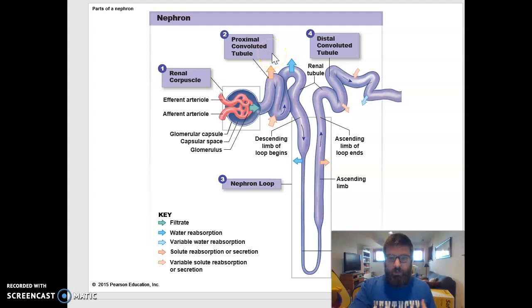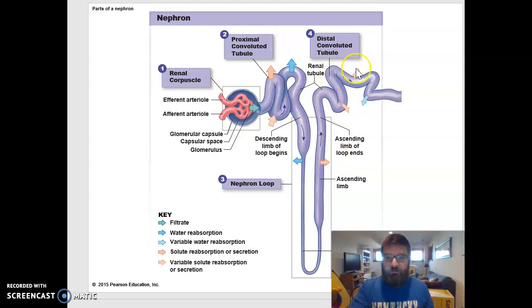Things like, maybe you just took a Tylenol, right? And your body tries to get rid of the acetaminophen, right? Because that's a drug, and your body looks at it as a toxin if it builds up too much. So even though it's probably too big to come out in filtration, your body will pump it into the filtrate to make sure that you urinate it out.